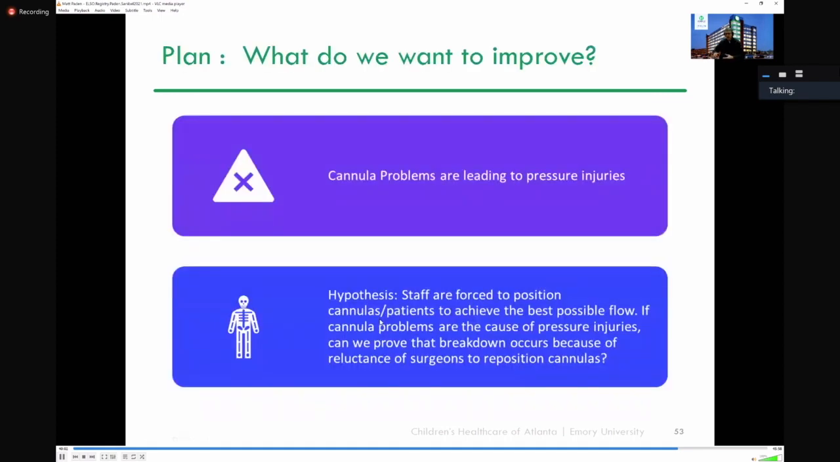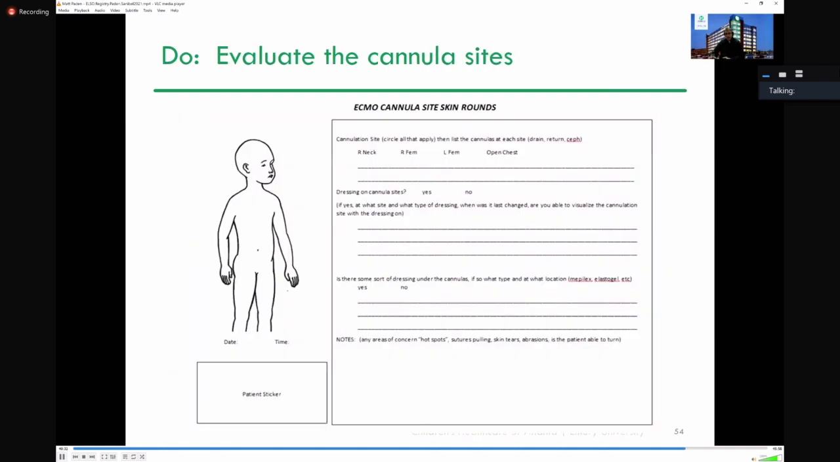And so what we went with was to do our PDSA cycle. We said, what do we want to improve? And the answer to that was these cannula problems leading to pressure injuries. We came up with the hypothesis that our staff are forced to position these patients in cannulas in order to achieve the best possible flows. If our cannula problems were the cause of these pressure injuries, can we prove that this breakdown is occurring because of the reluctance of surgeons to reposition their cannulas? And so what are we going to do? If that's our plan, what are we going to do?